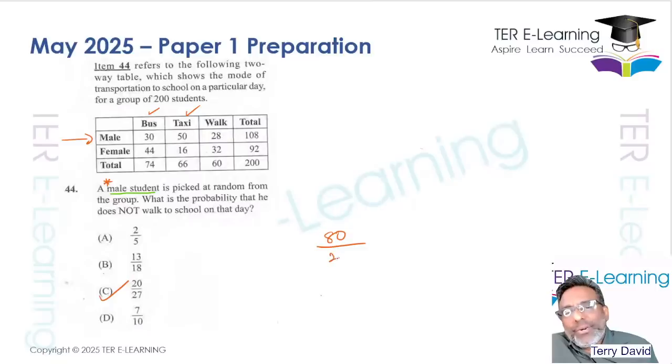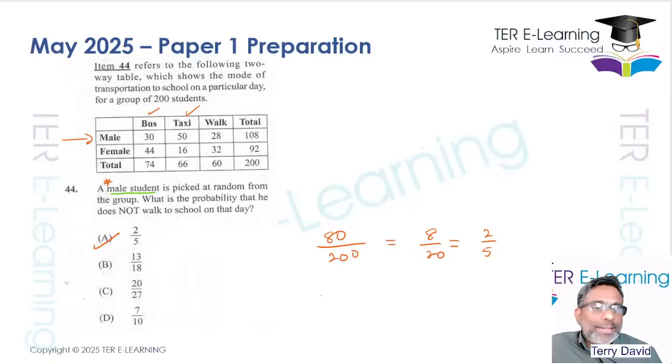Yeah, I guess I could agree with that. I could agree with the 80 over the 200. Let's change that. So that's 80 out of 200, and that's going to be 2/5. Right, so let's go with that.